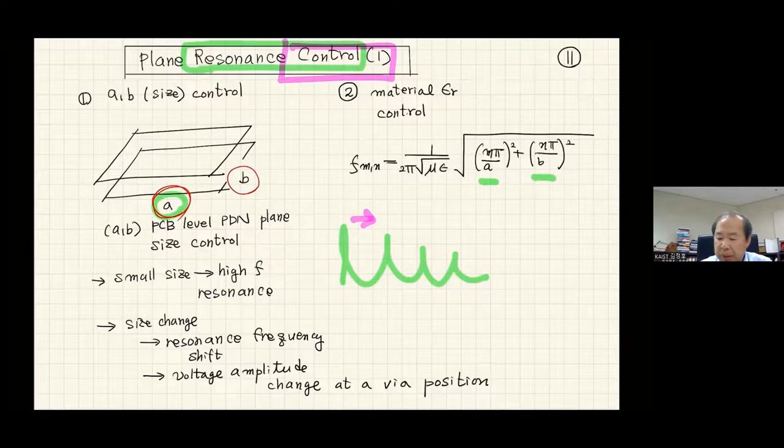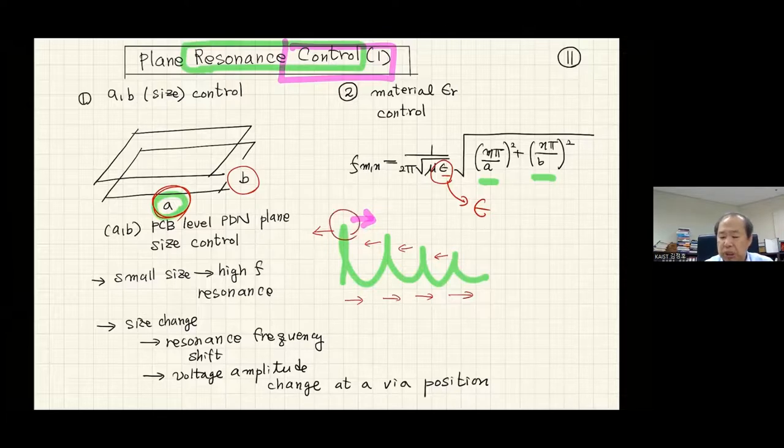The second parameter is the dielectric constant, epsilon. If you choose a different dielectric material, this resonance frequency will change. If you have a higher dielectric constant material, this resonance frequency will shift to lower frequencies. If you use a smaller dielectric constant material, this resonance frequency will shift to higher frequencies. So this will not remove these resonances completely, but sometimes we need to control the position of these resonance frequencies.